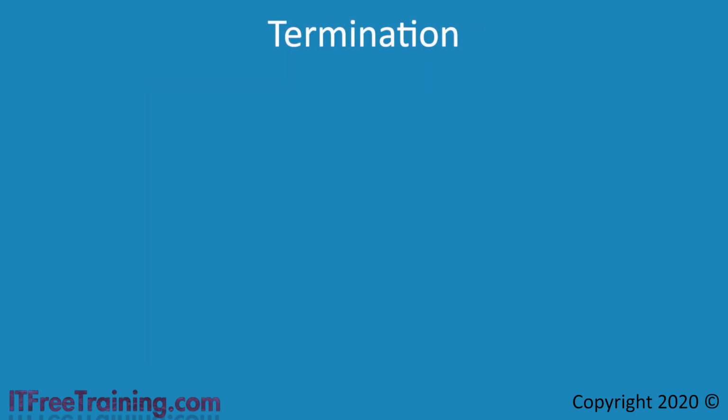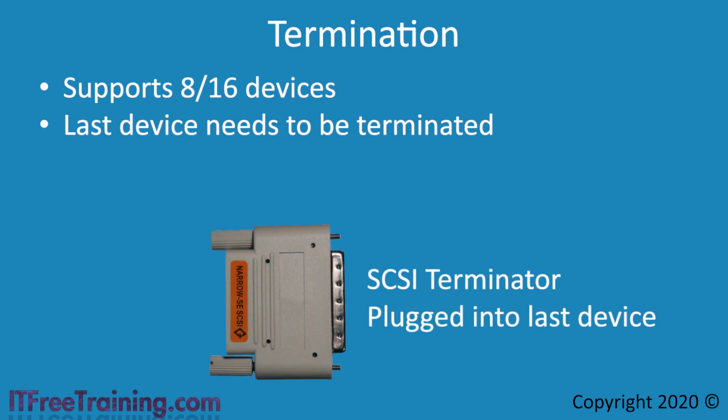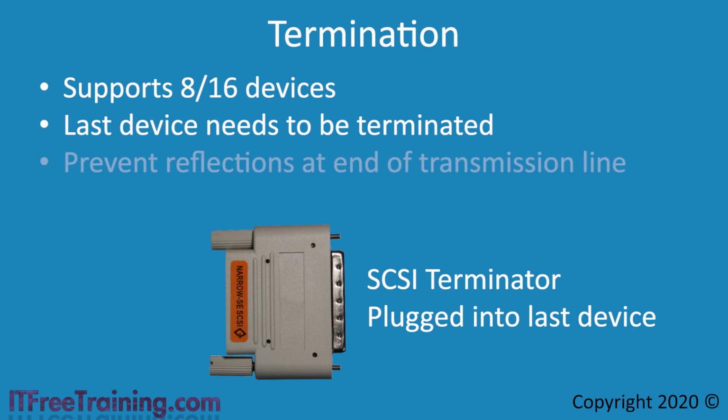SCSI supports multiple devices being chained together. SCSI generally supports 8 or 16 devices on the same daisy chain. The last device on the chain needs to be terminated. A terminator is a plug that connects to the last device, like the one shown. A terminator helps to prevent what is referred to as reflections.